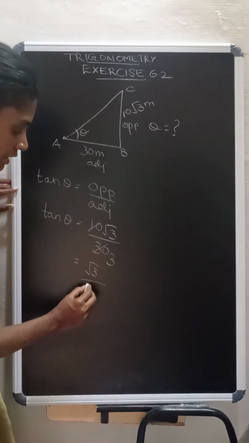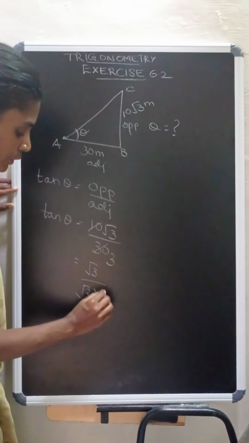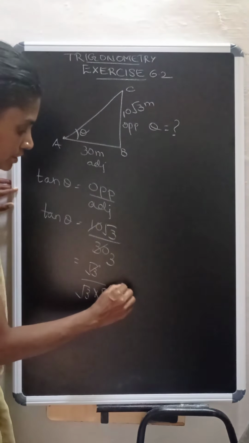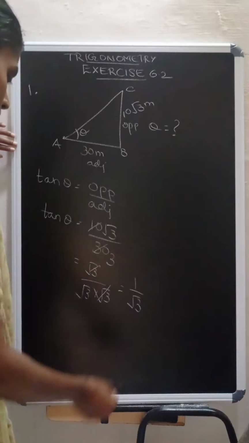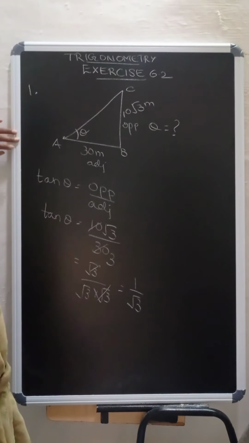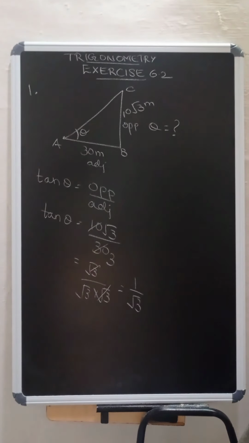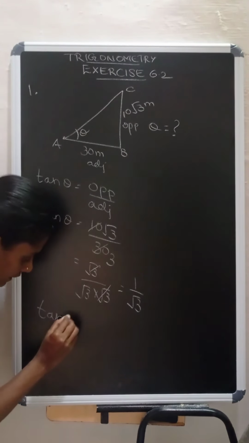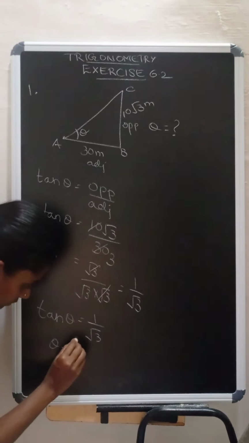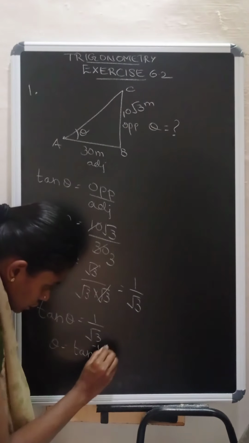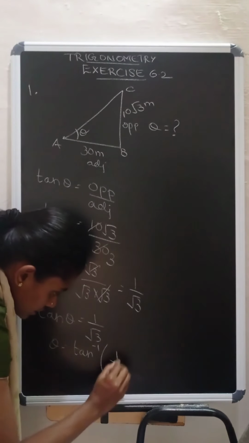Root 3 divided by 3 is nothing but root 3 into root 3. So you will get 1 by root 3. So, tan theta is equal to 1 by root 3. Theta is equal to tan inverse of 1 by root 3.